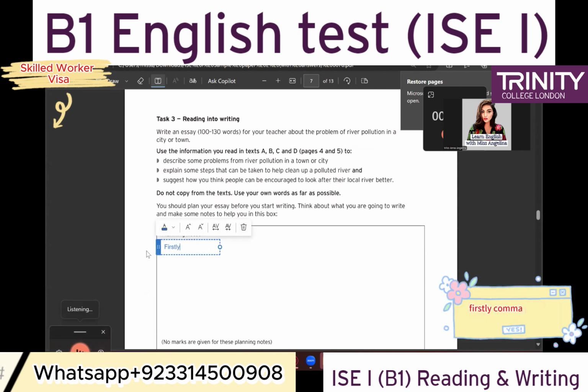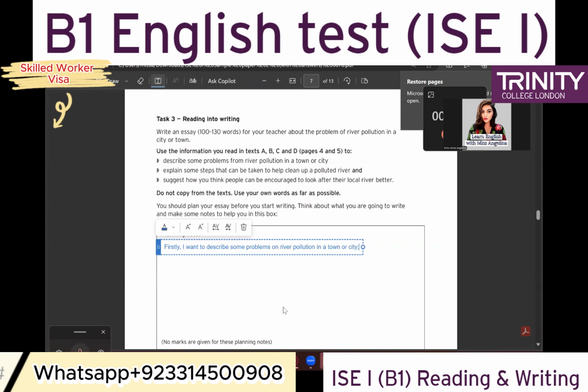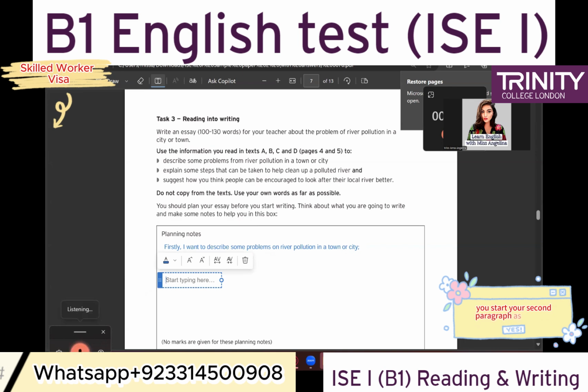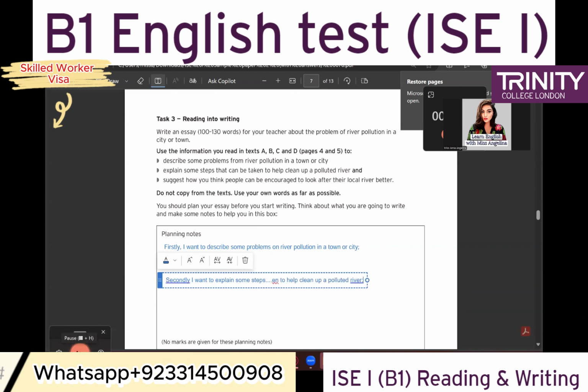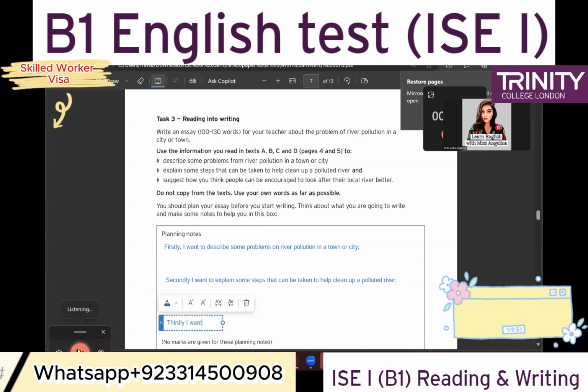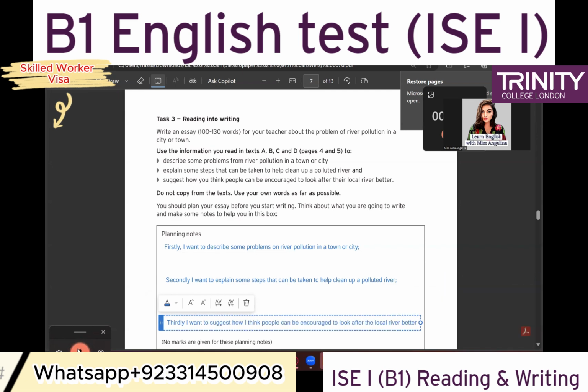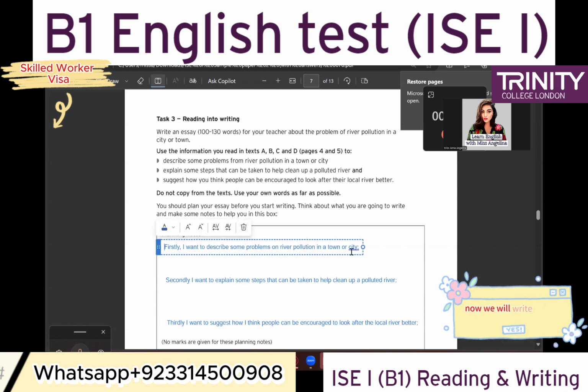Firstly, comma, I want to describe some problems of river pollution in a town or city, semicolon. This is the beginning of the first paragraph. You'll start your second paragraph as, secondly, I want to explain some steps that can be taken to help clean up a polluted river, semicolon. Thirdly, I want to suggest how I think people can be encouraged to look after the local river better, semicolon. Okay. Do you understand? Yes. Now we will write in front of it.